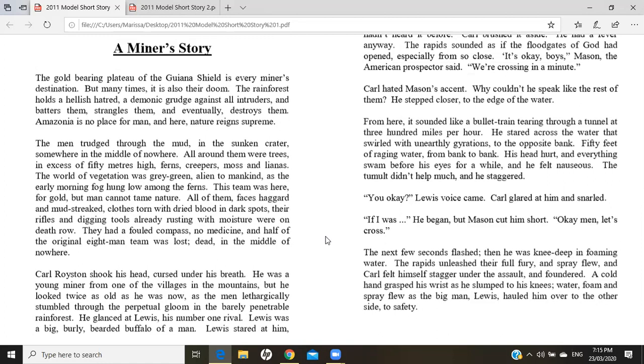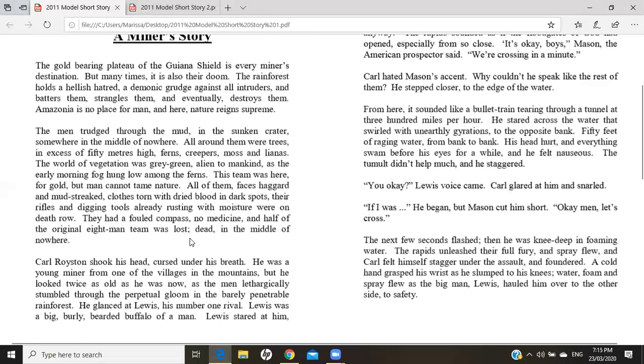I have a question. The line with Carl Royston shook his head, comma, cursed under his breath, full stop. Why didn't they put "and" there? For dramatic effect. Because if it was "and," it would have been read as one continuous flow, but the comma means that we had to slow down. So Carl Royston shook his head, cursed under his breath. You would have had to pause. But if you put "and," it would have just flowed and you wouldn't get the dramatic effect.